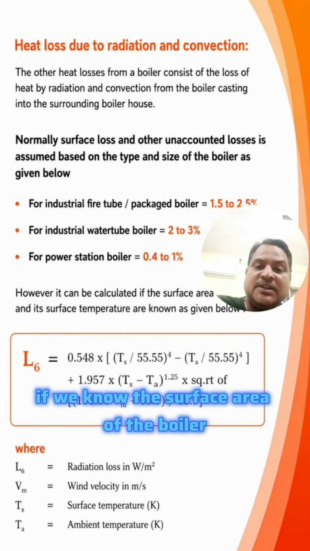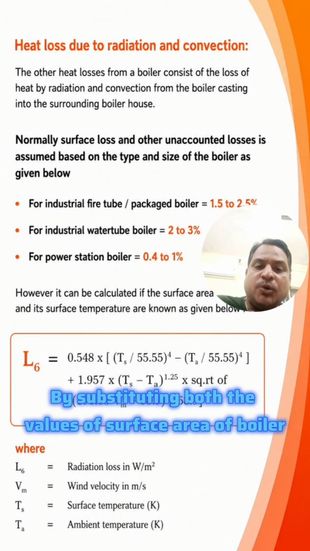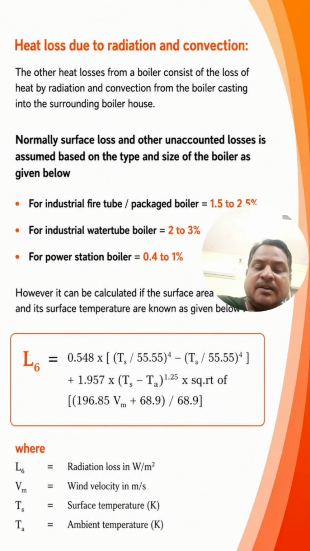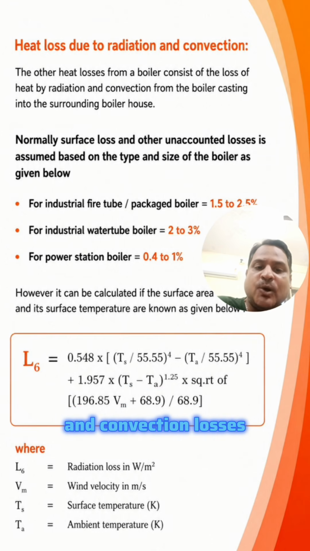If we know the surface area of the boiler and its surface temperature, by substituting both the values of surface area of the boiler and the surface temperature in the below formula, you can also evaluate the radiation and convection losses.